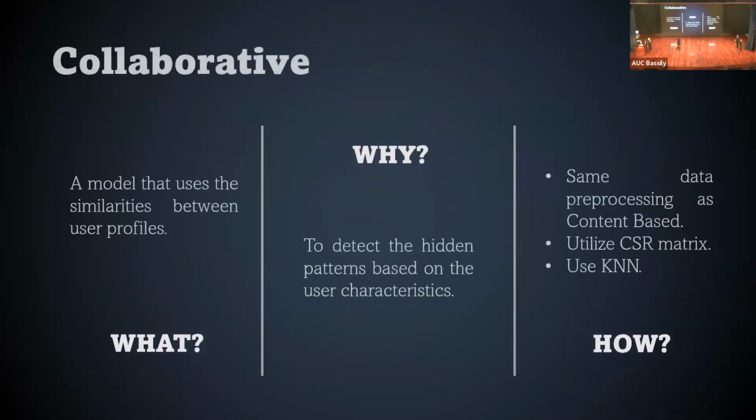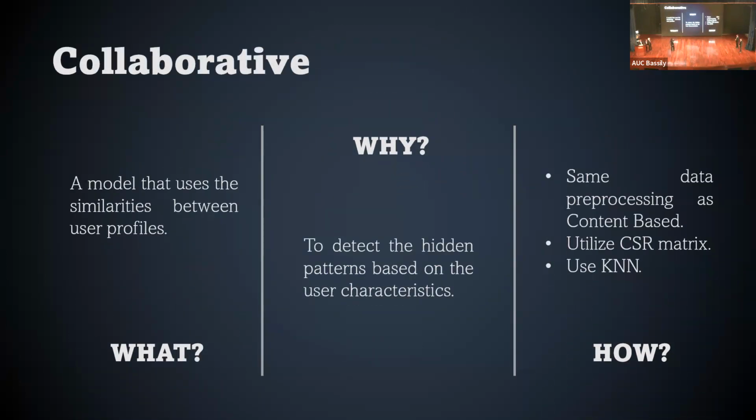The second method that we had implemented is collaborative filtering. Collaborative filtering is also generating recommendation, but this time it's based on the similarities between the user history. The problem that I have just mentioned is that we cannot generate user history. So we had actually implemented this model, but we couldn't integrate it, unfortunately. So this model basically detects the hidden patterns between the user characteristics.